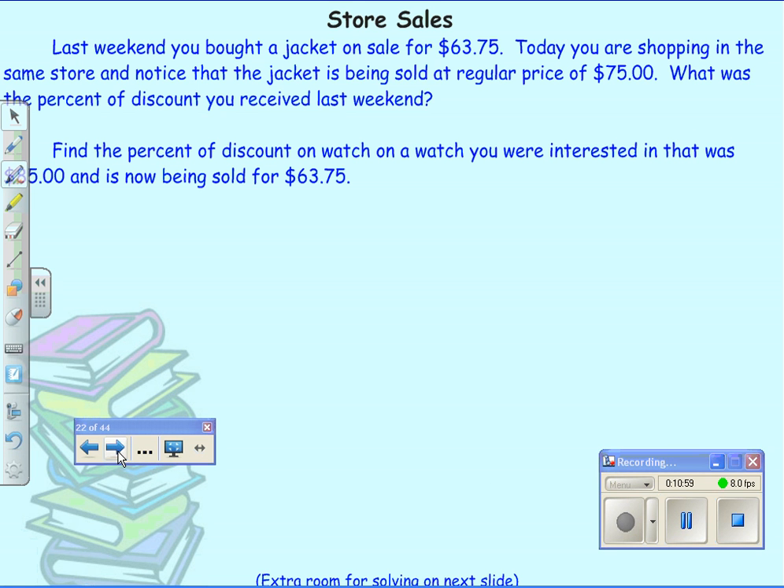Here's another question that you will solve on your own. Last weekend you bought a jacket on sale for $63.75. Today you are shopping in the same store and notice the jacket is being sold at a regular price of $75. What was the percent of discount you received last weekend? Find the percent of discount on a watch you're interested in that is $85 and is now being sold for $63.75. Again, we cannot do this, and there's more room for extra work, but please solve this on your own because it's great practice.